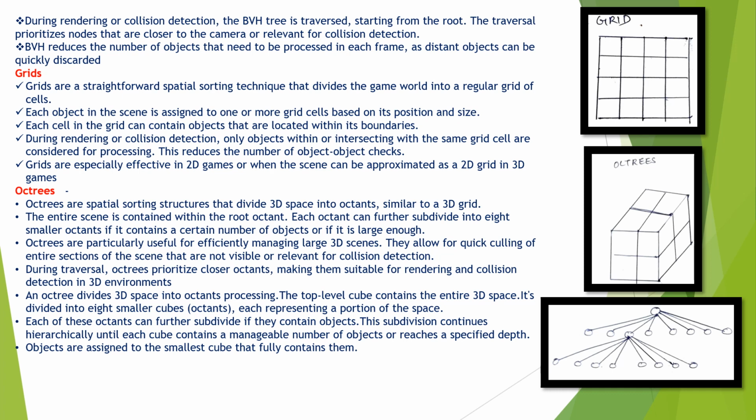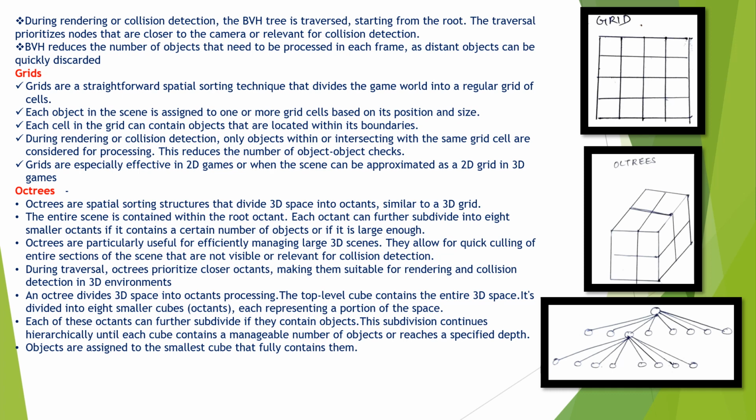And the next comes octrees. Octrees are a spatial sorting structure that divides the 3D space into octants, similar to a 3D grid. The entire scene is contained in a root octant, and each octant can be further subdivided into 8 octants. In the diagram below you can see that first there is a root node, and that is subdivided into 8 nodes, and one of the 8 nodes is subdivided into 8. Like this, an octant will be subdivided into 8 octants.